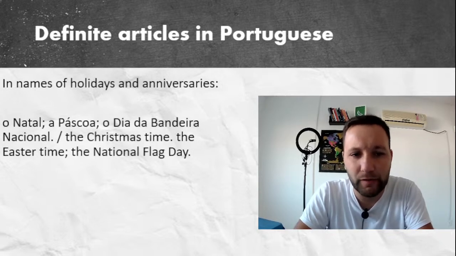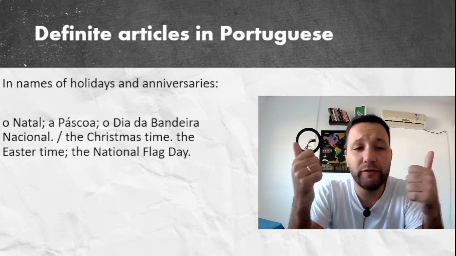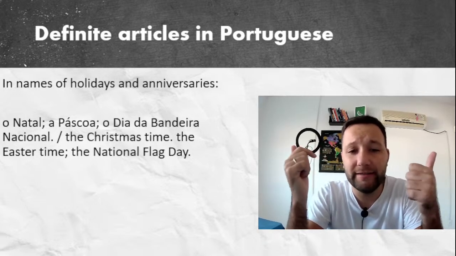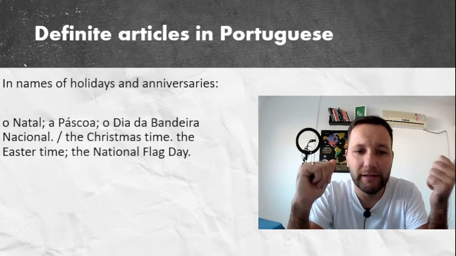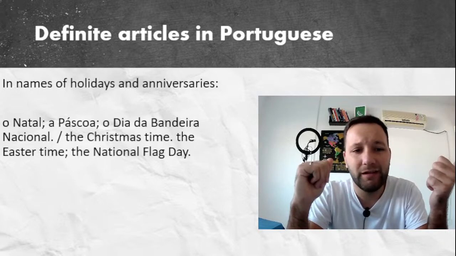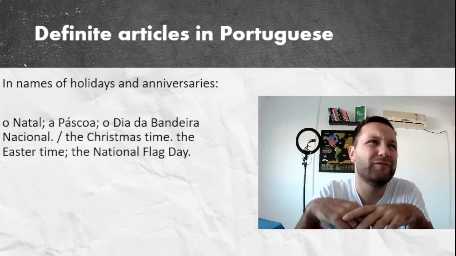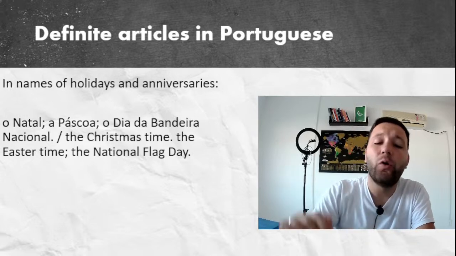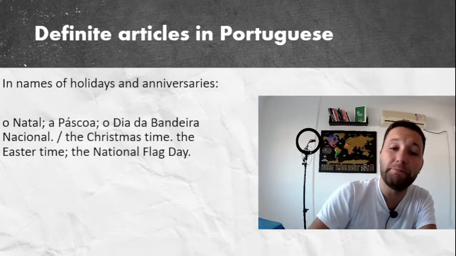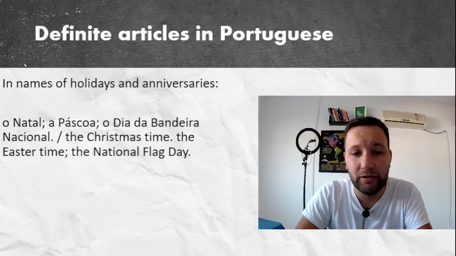For example, also in Portuguese we use names of holidays and anniversaries. For example, the Christmas time, o Natal. I cannot say Natal. Say o Natal. A Páscoa, the Easter time. O Dia da Bandeira Nacional, the National Flag Day. Always we have to use the definitive articles here.